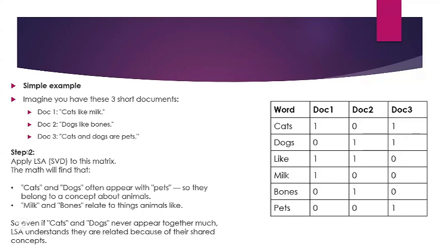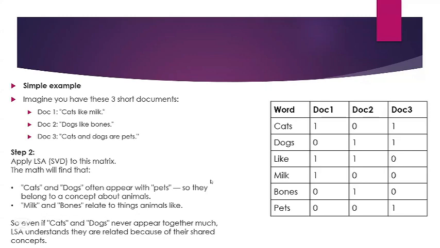So the next step is, once this matrix is created, LSA will do a math calculation on the matrix to understand it. Then it understands like this, right? So cat and dog often appear with pets, right? So it's obvious that cat and dog often appear with pet. So they belong to a concept of animals, right? So both are animals. Then milk and bones are related to the things animals like, right?